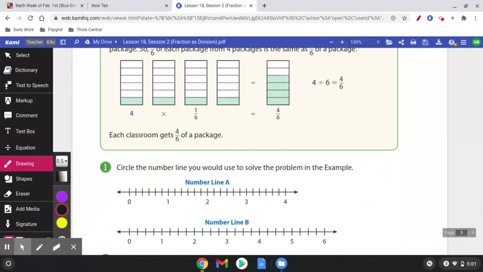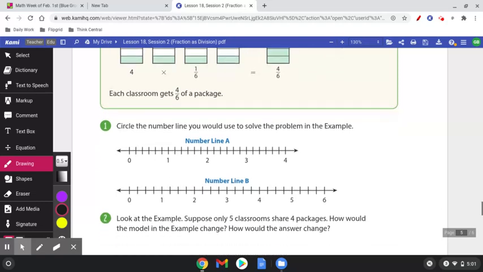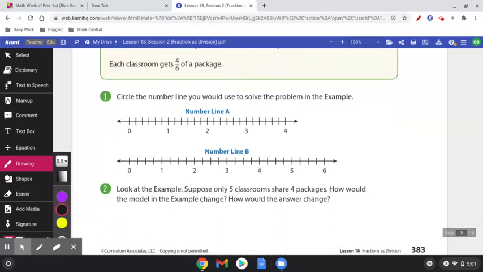Okay, it says circle the number line you would use to solve the problem. So you want to look closely at 4 divided by 6. So look at the choices here. Which one has 4, and then the 4 is being then divided into 6 parts? And that would be the first one. The first one has 4, and if you look between each whole, it's being divided into 6 parts. So each person could then get a 6th, or each classroom, I should say, a 6th of those parts.